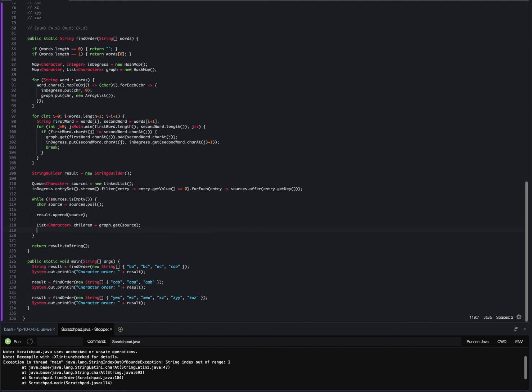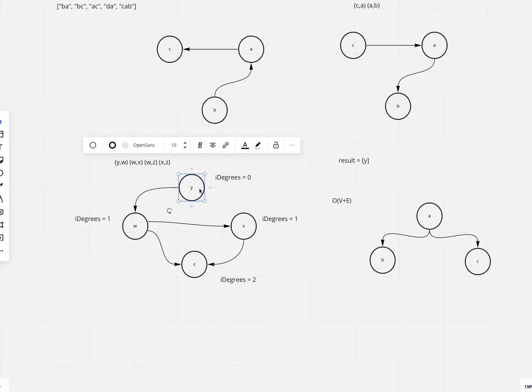And for each of these children, we'll take a child and we will decrement its in-degree. And we're decrementing because we are sort of deleting these nodes, right? So if we delete Y, for instance, then the in-degree reduces for W. And if we remove W, for instance, the in-degree reduces for both Z and X.